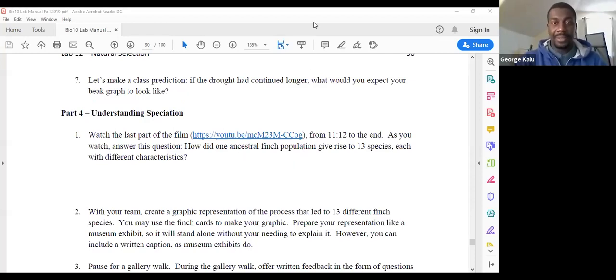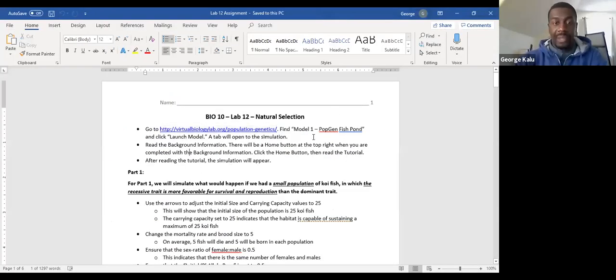All right. So the last thing I want you guys to do, and this is going to be the lab for this week, is a simulation. A natural selection simulation. So is everyone able to see the lab 12 assignment here? Okay, cool. So the first thing you're going to do is go to this website.